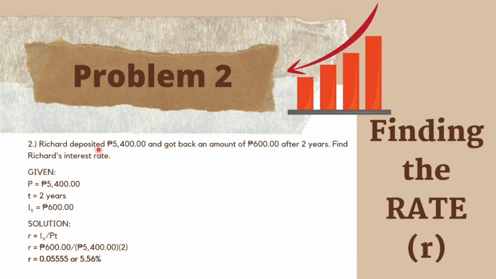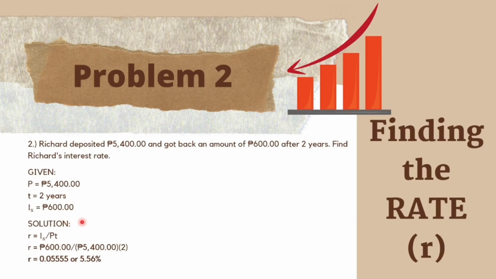Richard deposited 5,400 pesos and got back an amount of 600 pesos after 2 years. Find Richard's interest rate. Analyze it and get the given. So we have here the following given: a principal of 5,400 pesos and given time of 2 years, and the given simple interest of 600.